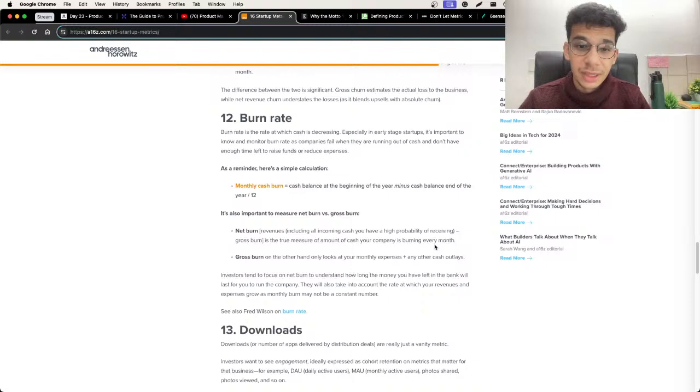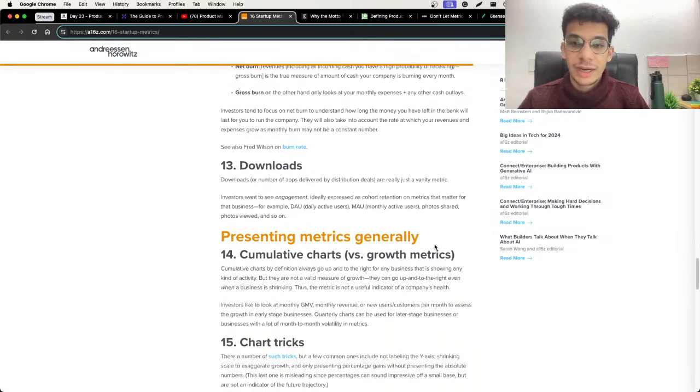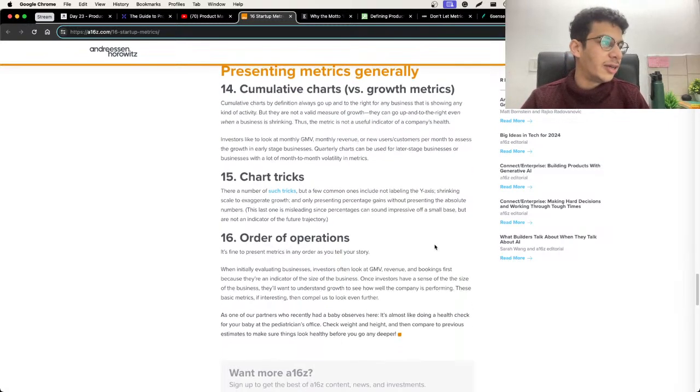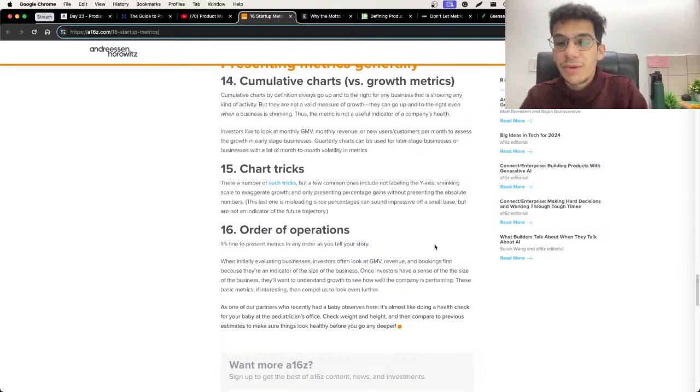So that's one thing. Look at downloads. If it's an app, look at the number of downloads you have been receiving over a period of time, how many daily and monthly active users you have, and grow from there. And in terms of presenting these metrics, as I said, a lot of these strategy or bigger decisions need to be backed by data. So always use cumulative charts, show the growth metrics, use the chart tricks highlighted here, and talk about them when building and reporting on these metrics.